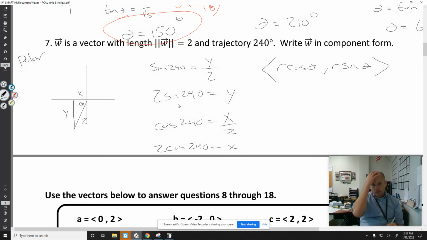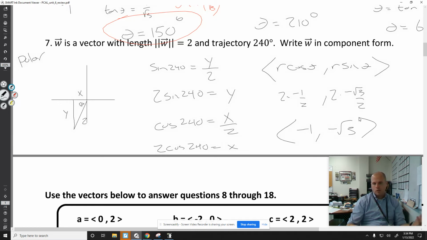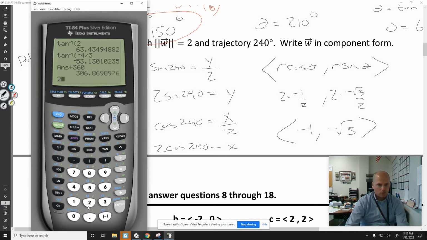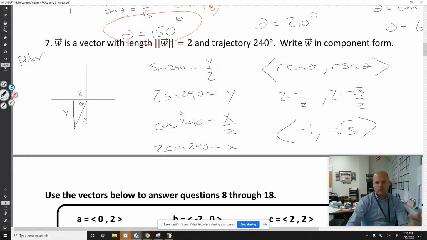So the sine of 240, we know. The sine of 240 is the sine of 4 pi over 3. It's the vertical. It's negative root 3 over 2. So this is 2 times negative root 3 over 2. And then the cosine of 240, the adjacent, is negative a half. So this is 2 times negative a half. So I get negative 1 comma negative root 3. Those are my forms. Let's say you had your calculator, you would simply do 2 cos 240, negative 1, 2 sine 240, negative root 3. Don't believe me? That's it. Okay? So good question because you can do it without a calculator or with.